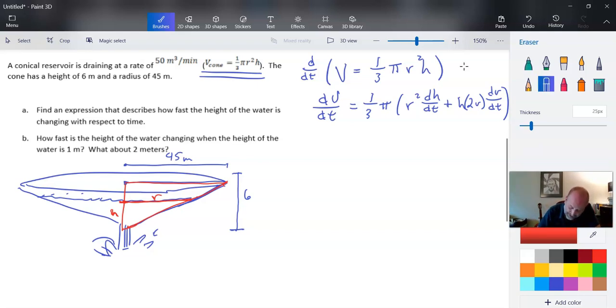So before I do that, just to not confuse people, I'm going to get this off of here, and we're going to rewrite the equation of the volume of a cone instead.